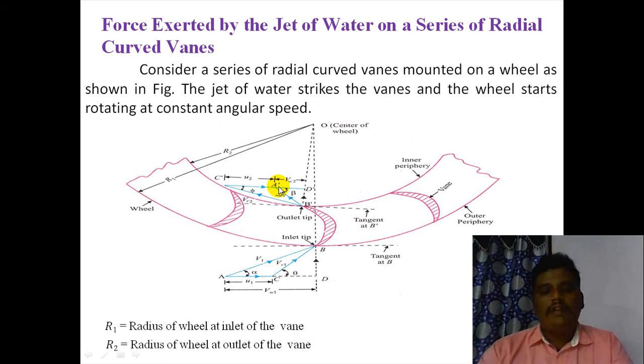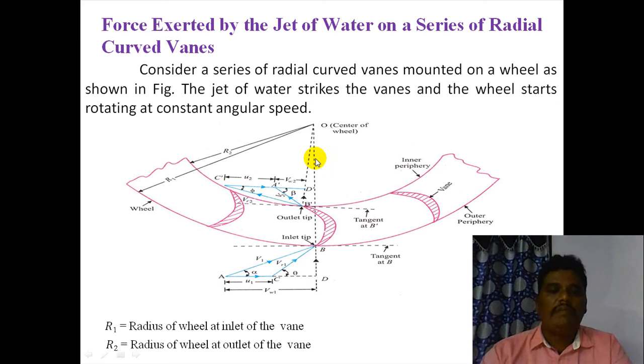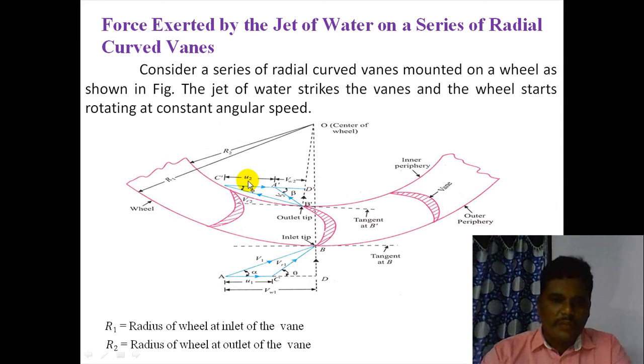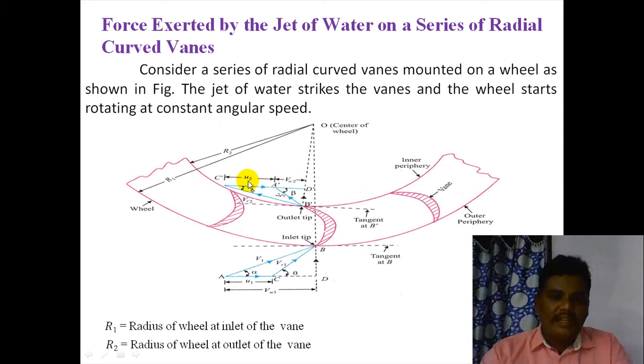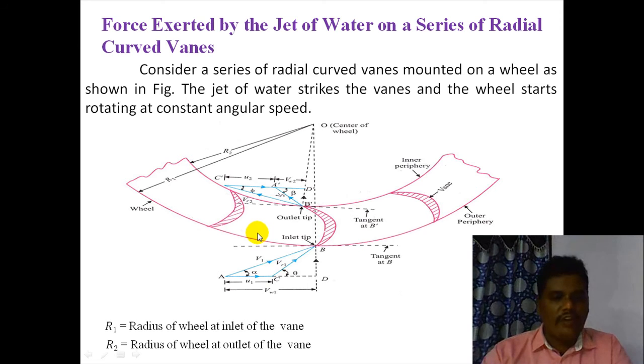Similarly, whenever the plate is smooth, the relative velocity stays the same along the vane. That means Vr1 is equal to Vr2. Whenever the wheel turns with an angular velocity, the tangential velocity at the outlet becomes u2 at radius r2. Since the radius changes, u2 and u1 are different.